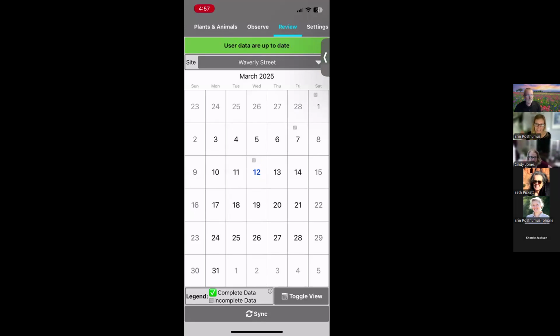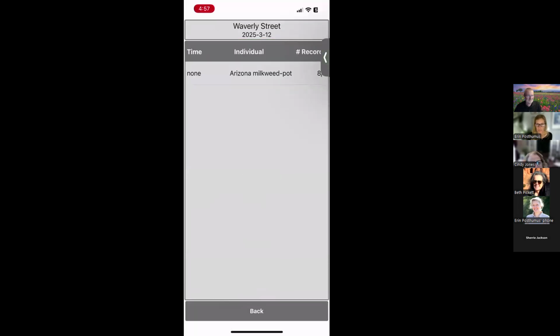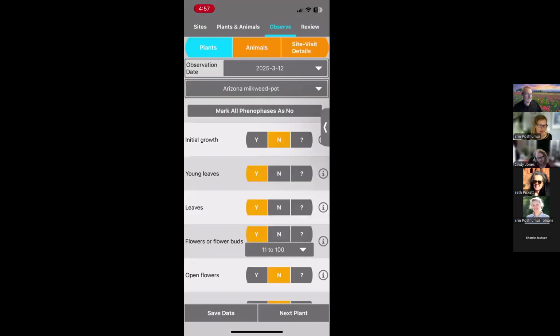So if you want to check on it, or if you say, oh my gosh, I think I entered the wrong thing, I need to edit it, you can use this calendar and see how on the 12 here, there's this tiny box. If I tap on that, it'll actually bring up any observations that I've entered in a list. The only observation that I made today was on my Arizona milkweed plot. It's kind of hard to see with this zoom, but it says that I did 8 out of 8 of the questions. So that means I answered all the questions. If I tap on that, it'll take me back to the data sheet.